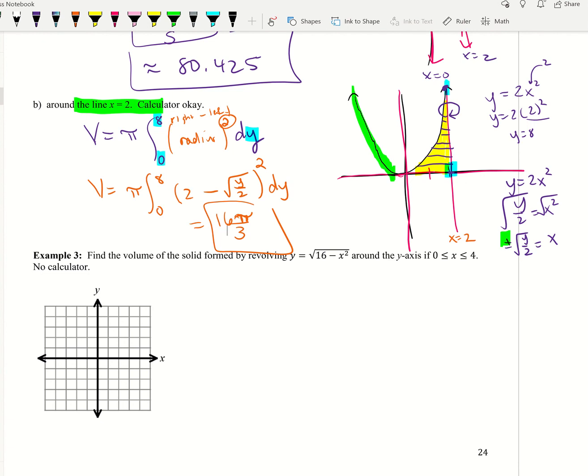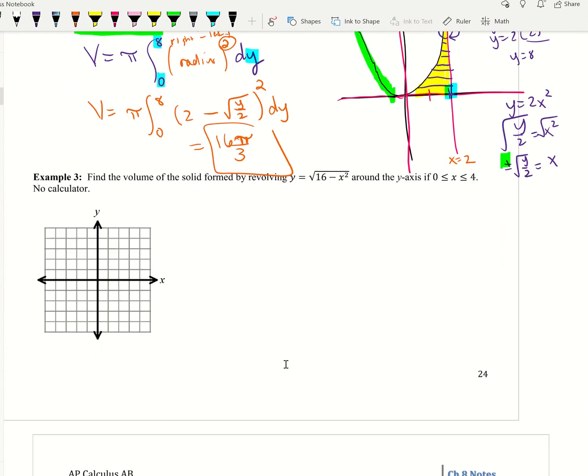Okay, example 3. We want to find the volume of the solid formed by revolving this shape around the axis. We do not get to use a calculator. So why don't you start by seeing if you can draw this and maybe get a sense, see if you can set up an integral, and then we'll compare.